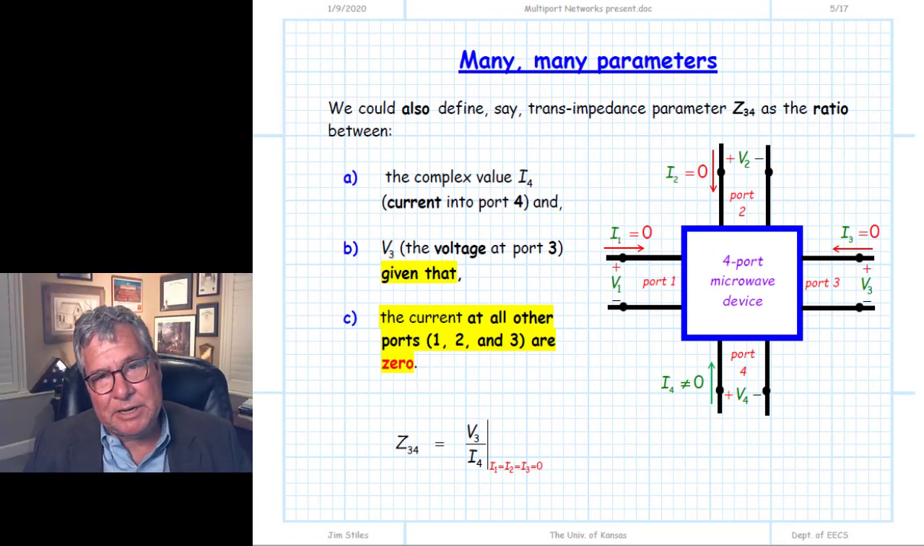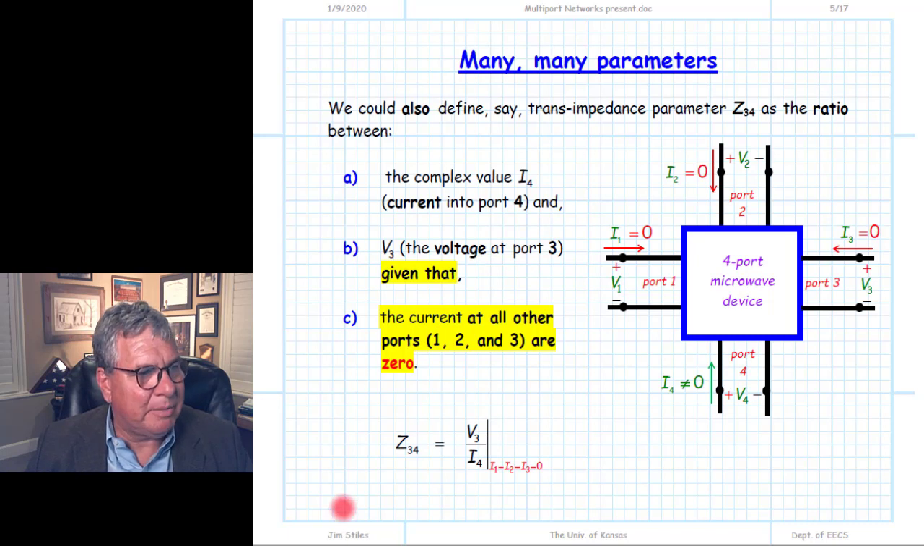Now let's try a different trans-impedance parameter, for example, Z34. What does that mean? Well, it tries to determine the relationship between the voltage at port 3 due to the current at port 4 and port 4 only. So in this case, we have a situation where the currents at ports 1, 2, and 3 are equal to zero. In our definition of Z34, we can only have a current that is non-zero at port 4. The current flows into port 4. There is a voltage that results on every port, a non-zero voltage, and we're interested in the voltage that results at port 3.